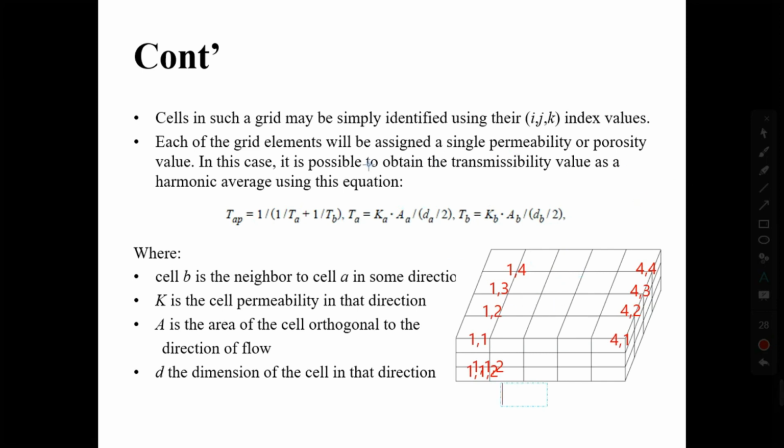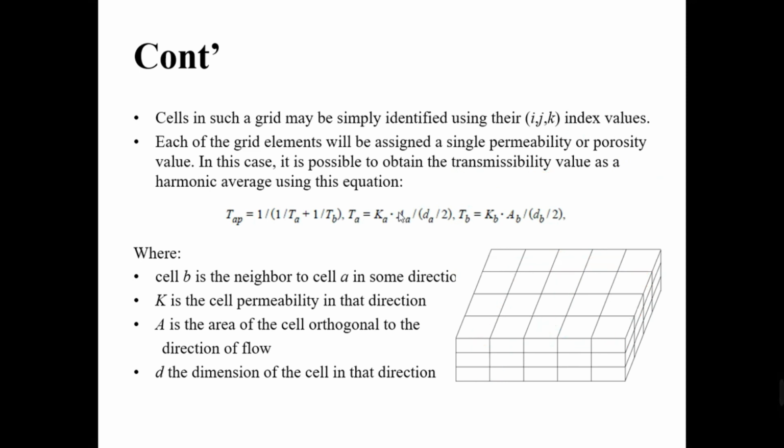Now another important parameter here is the transmissibility values, and we have to define how the values are transmitted from this block to this block to this block. I mean the fluid is flowing in this direction, or maybe in this direction. So we have to define the porosity, permeability, and others using these transmissibility values and so on.